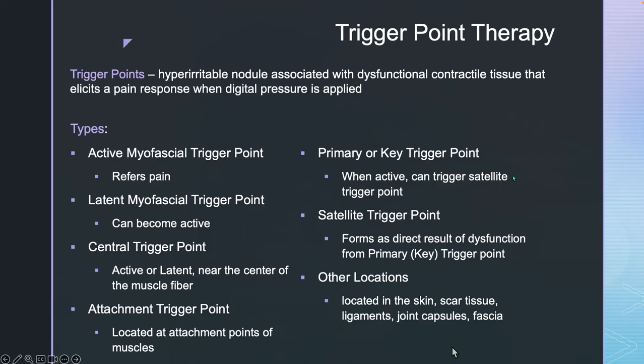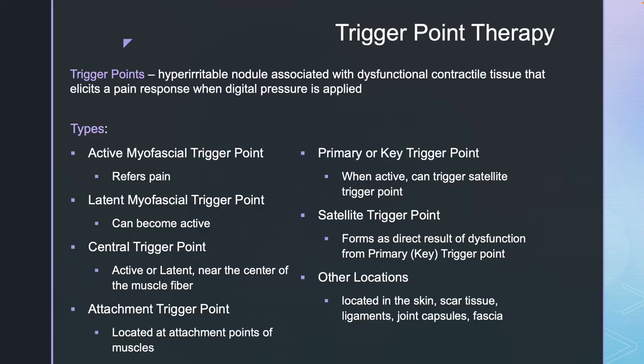All right, so primary or key trigger points are trigger points that, when they're active, can trigger something called a satellite trigger point. This is good stuff. You have your main trigger point, and now all of a sudden you have a bunch of other trigger points. Those are your satellite trigger points. Just think of all the satellites. Earth is the trigger point, and all the extra satellites are waiting for us to ask for pictures of whatever. These satellite trigger points form as a direct result of dysfunction from one of those primary or key trigger points.